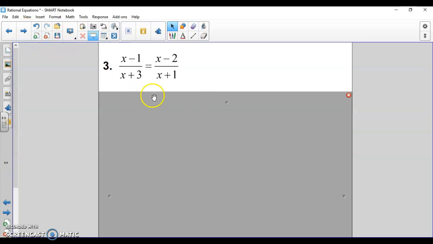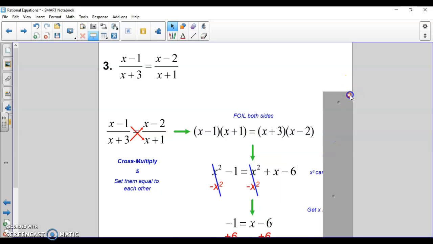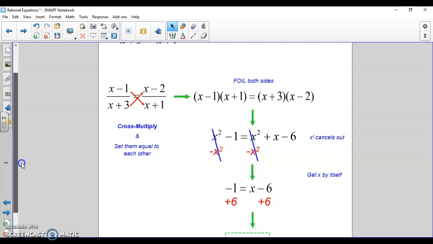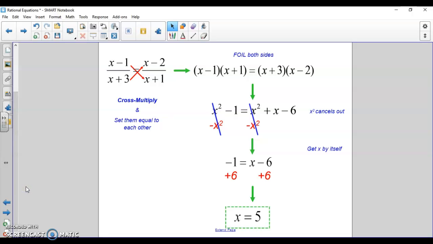Next one, last one with proportions, cross multiply again, but on this one you got a FOIL. FOIL both sides, get x squared minus 1 on one side, x squared plus x minus 6 on the other. If you try and move the x squareds, they end up canceling out, so that's good. That means no factoring. You're not going to have to factor anything I give you this week, so x squareds will always cancel this week. Next goal is to get x by itself, so just add 6 to both sides, you get x equals 5. So those are 3 proportion examples. You'll have a couple like that on the worksheet as well.